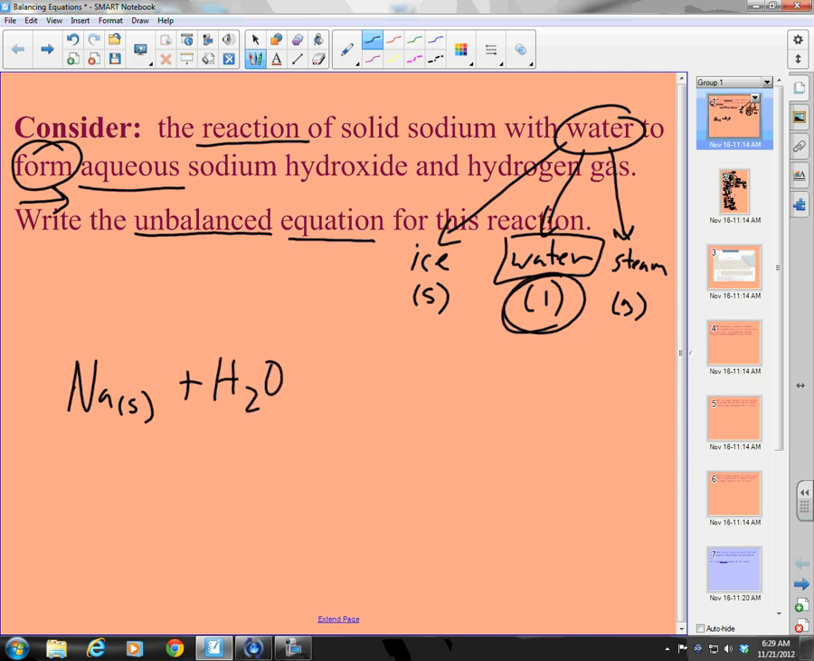H2O. And folks, you're going to see me start writing water this way, HOH. And you'll figure out why a little later. But I'm going to start writing water HOH. To form sodium hydroxide, NaOH. Remember, sodium, when it forms an ion, is +1. Hydroxide, you've memorized, is -1. So there would be a 1-to-1 ratio. It's aqueous, so I put an AQ, plus hydrogen gas.